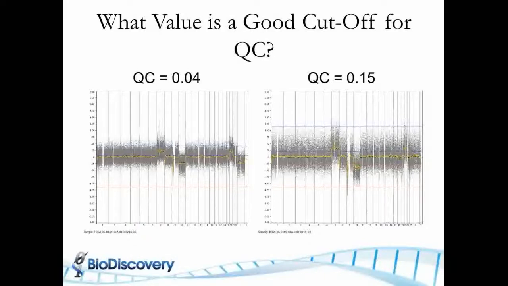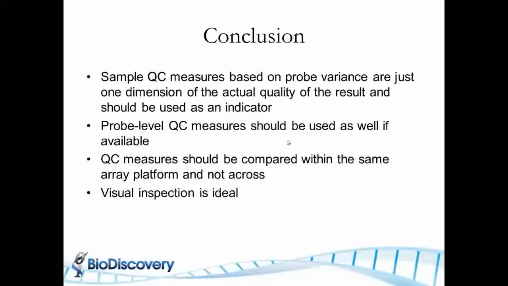So different platforms have different dynamic range aspects. For example, the Agilent has a higher dynamic range than the Illumina, so it can give you a bigger QC score just because of that. It doesn't really reflect anything having to do with this being a poorer quality than this one. So I hope that is clear from this.